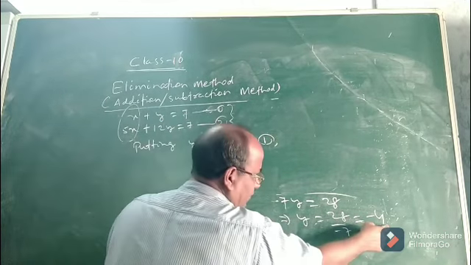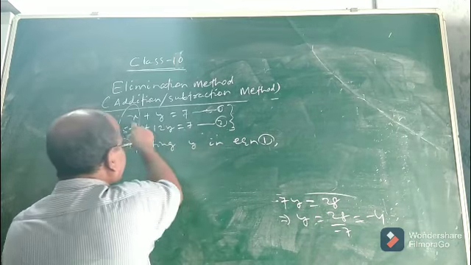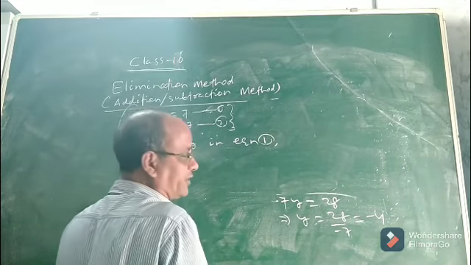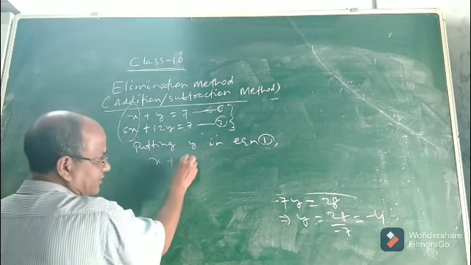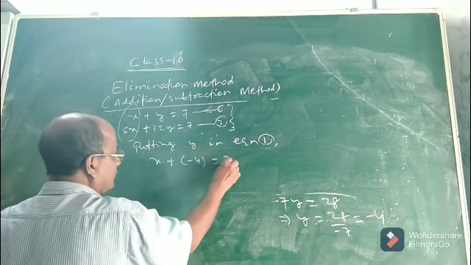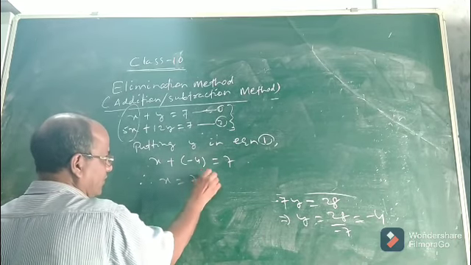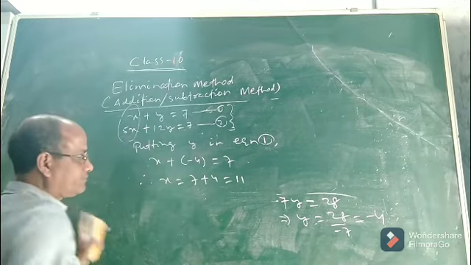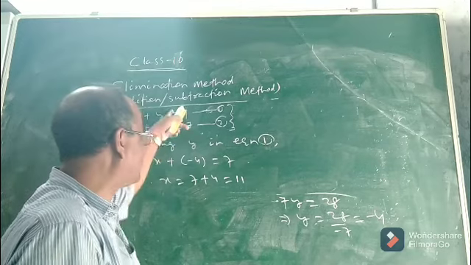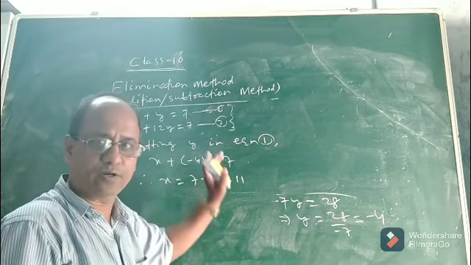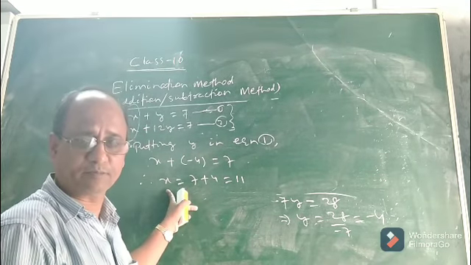So putting the value of y, what is the value of y? Y is minus 4. Putting this value in equation 1 or equation 2. Suppose you want to put in equation 1. So x plus minus 4 equals 7. Therefore, x will be equal to 7 plus 4, it is 11. By putting y equal to minus 4 in any equation, either 1 or 2, I have put here 1, you can put in 2 also, no problem. You will get the value of the other variable, that is x.